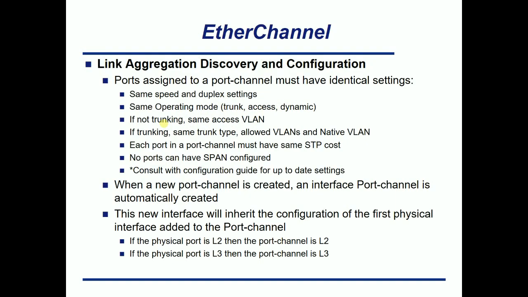When you're trunking, same trunk type, same allowed VLANs over it, same native VLAN. Each physical port in the port channel must also have the same STP cost, so please don't go into the physical interfaces and change them yourself. Also, these ports cannot be part of a SPAN configuration. Now, I got a lot of this information from the CCIE version 5 book, and they also say depending on the version and the platform that you're using, please go to the configuration guides for the most up-to-date settings, okay?